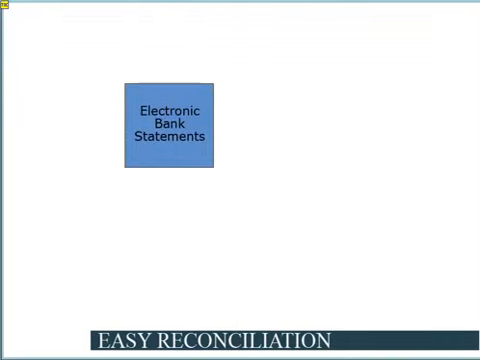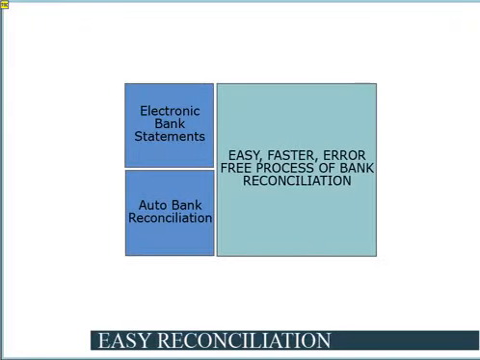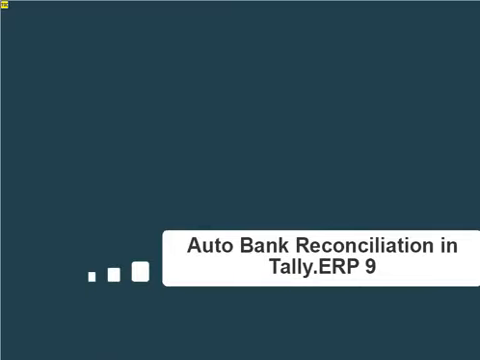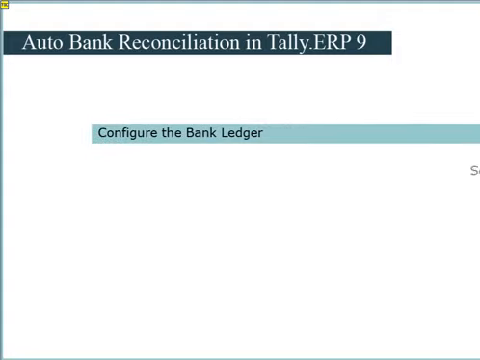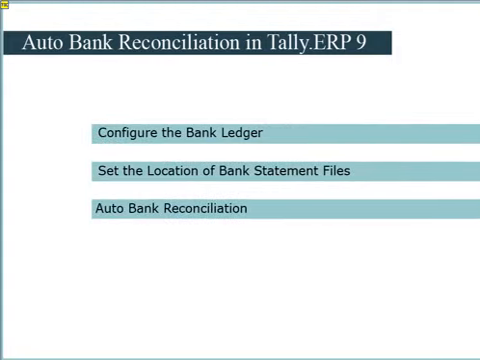In Tally.ERP 9, electronic bank statements can be used for auto bank reconciliation. Auto bank reconciliation is an easy, faster, and error-free process to reconcile bank transactions. Let's experience auto bank reconciliation in Tally. Auto bank reconciliation in Tally.ERP 9 is a three-step process: configure the bank ledger, set the location of bank statement files, and auto bank reconciliation.